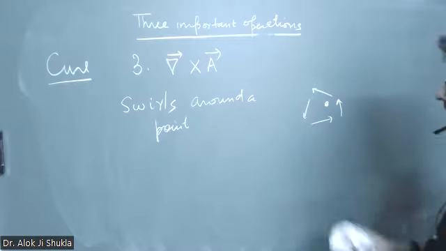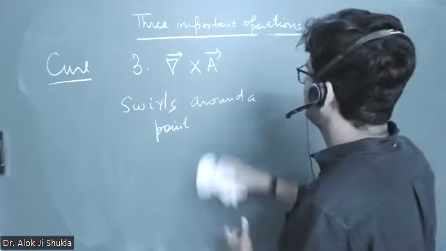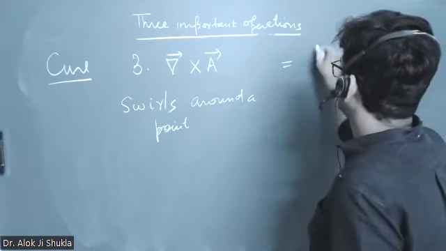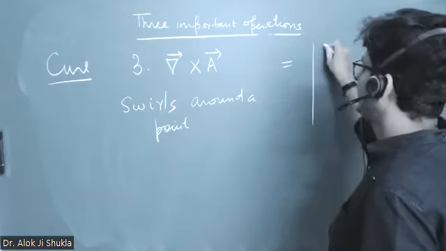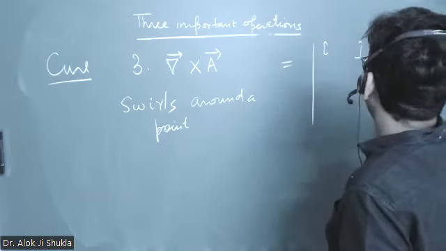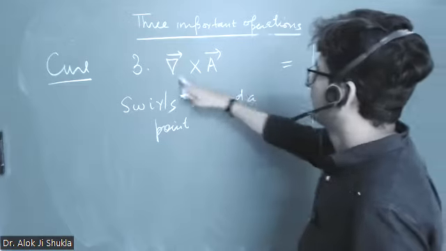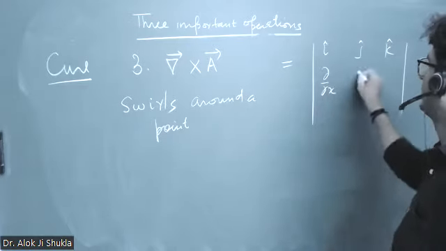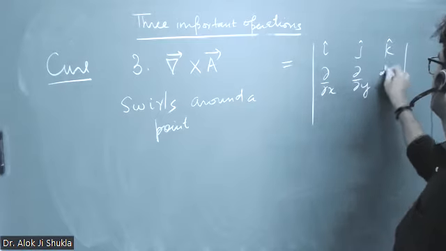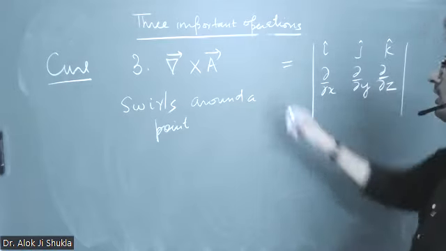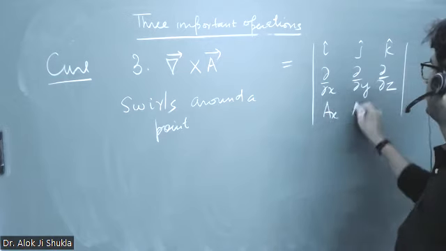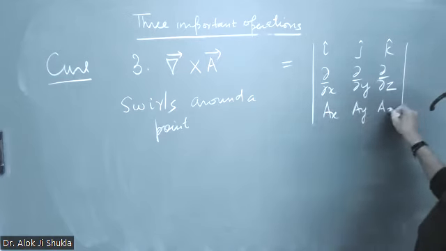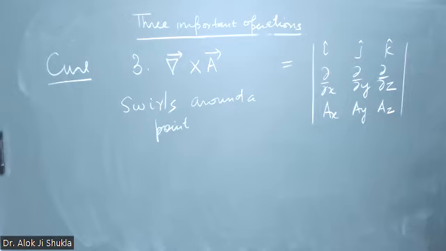So measure of all that is like this. So how is it taken? एकदम जैसे हम A क्रॉस B निकालते हैं, वैसे ही I cap, J cap, K cap, इसके कोफिशिएंट क्या है? Del by del x, del by del y, del by del z. And what are the coefficients of A? Ax, Ay, and Az. This is the curl of A. Okay?